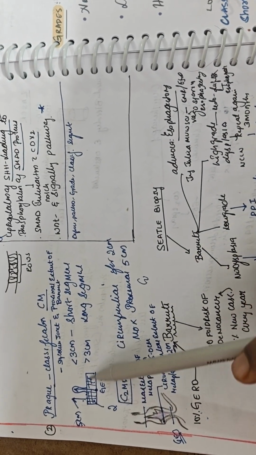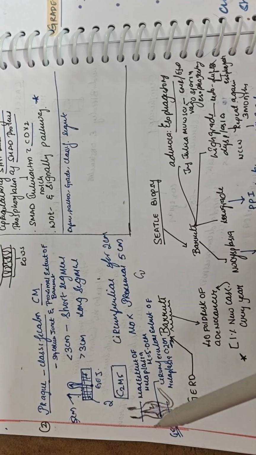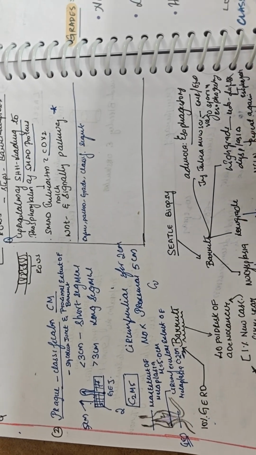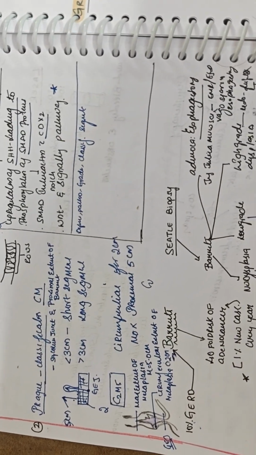This is the GE junction, the gastroesophageal junction. This is the circumferential extension. This is the maximum extent of metaplasia. So these are the two important points which we need to understand.